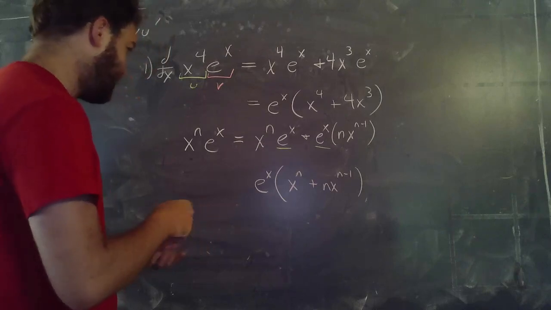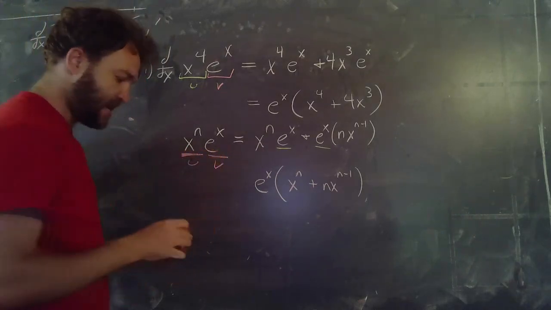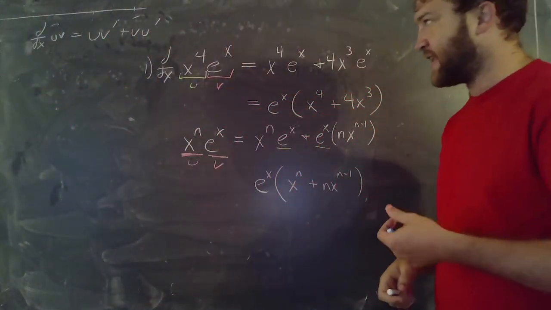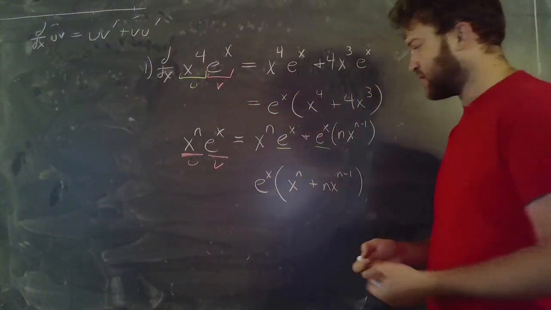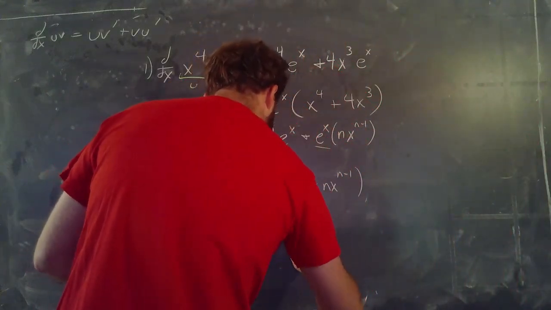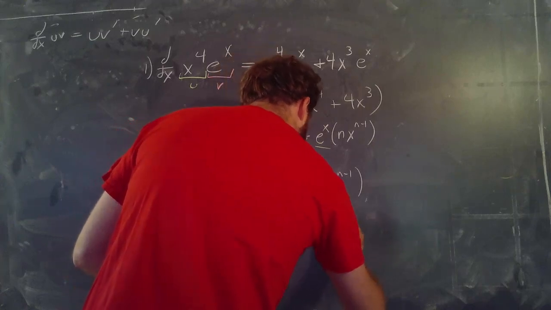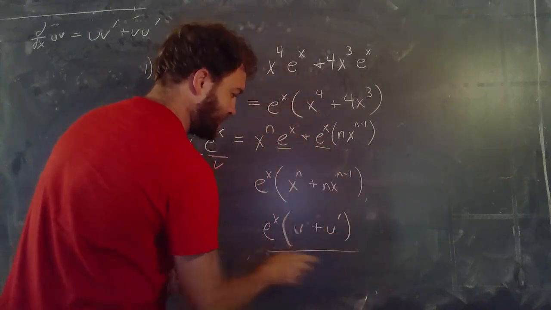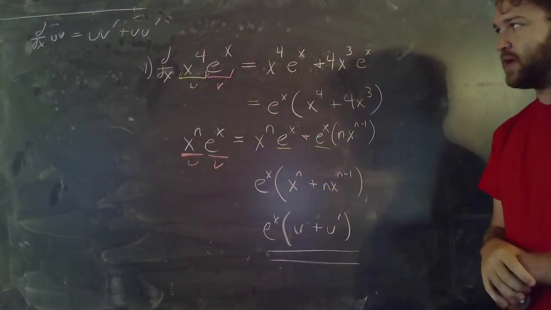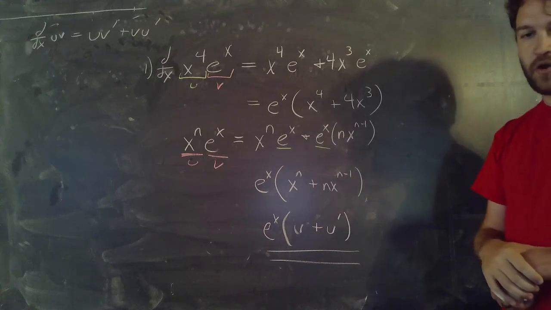Well, notice here, if this guy is u and this guy is v, then the simplified version of the product rule for anything that is e to the x times a polynomial will always be e to the power x times that polynomial plus the derivative of that polynomial, and this is a formula that you can use to simplify the product rule in any case that looks like this, and we may see some more examples like this going forward.